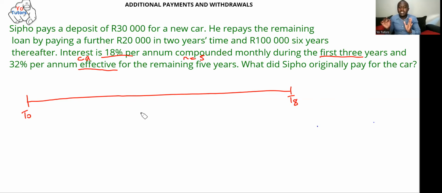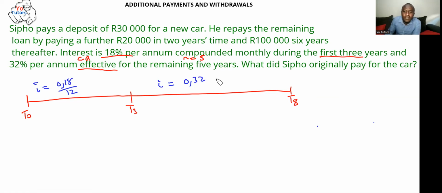Okay, now remember the percentages. So first 3 years we're having 18%. Then the remaining 5 we're having what? So remember here, we're going to just put T3. On T3, from T0 to T3, we have got 18%. So our I in this case here is equal to 0.18 over 12. What about here? Our I in this case here is going to be equal to 0.32, just like that, because it's compounding per annum.